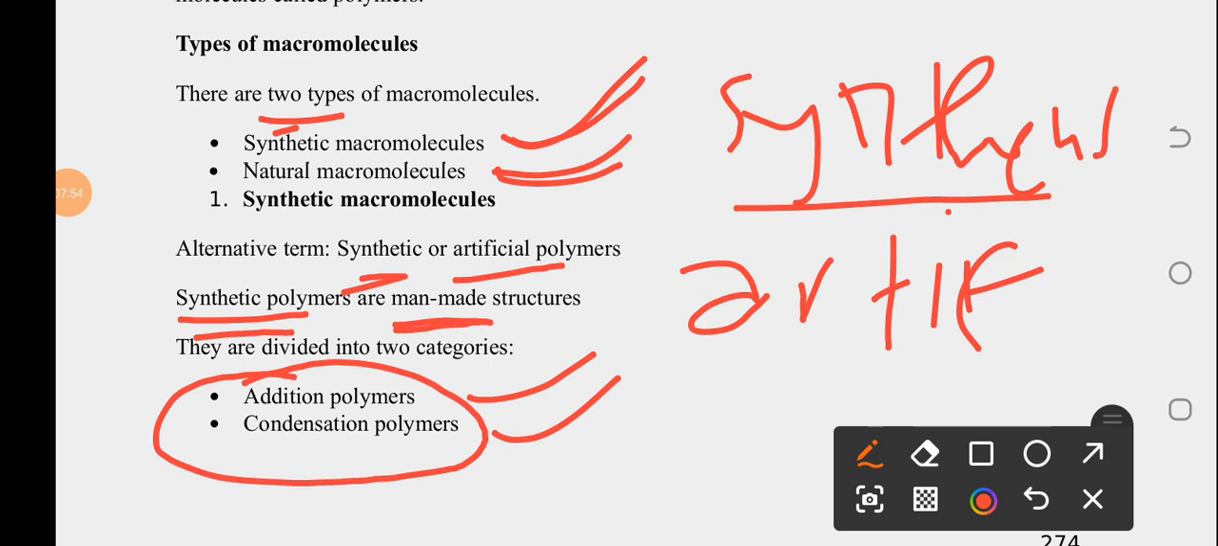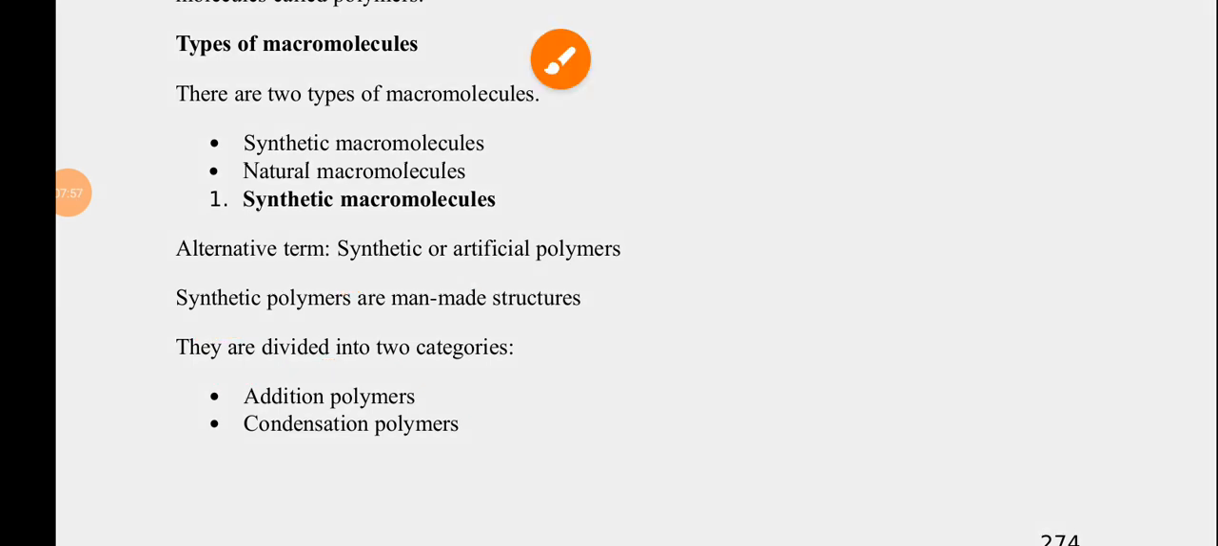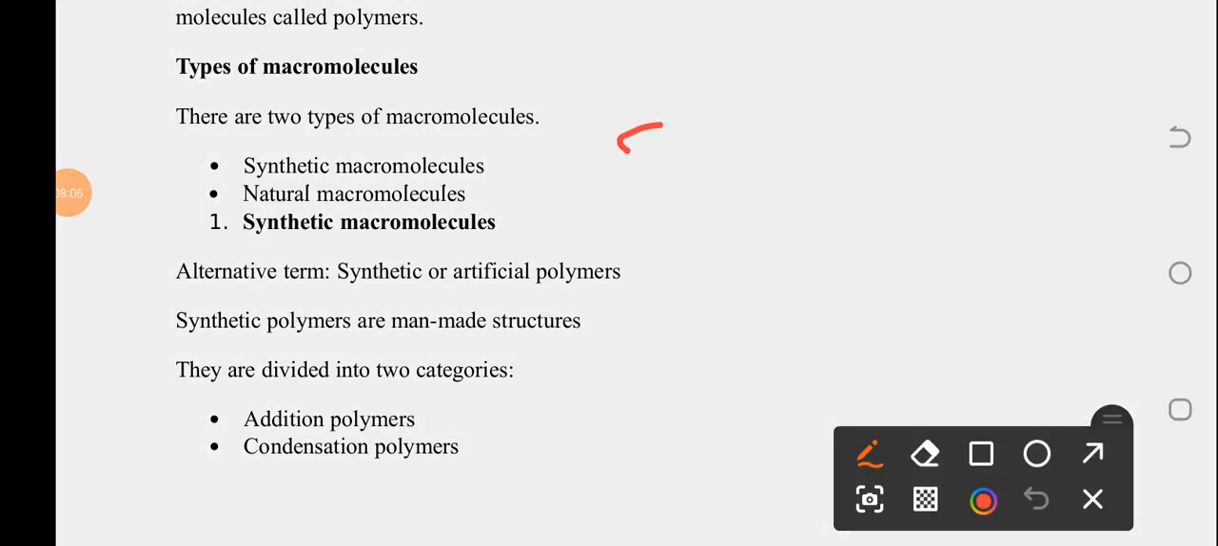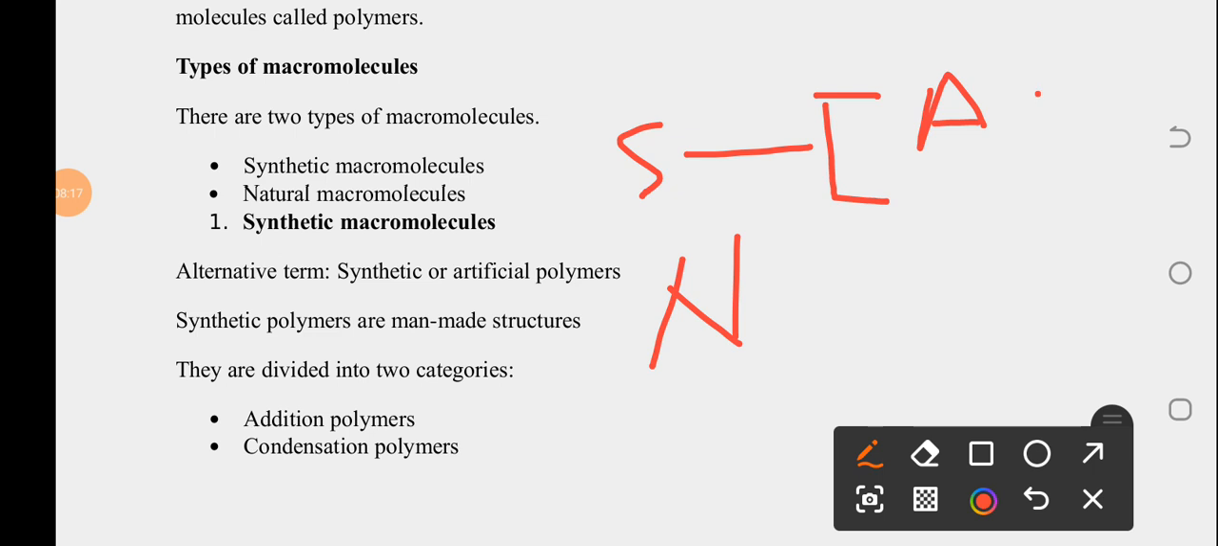So we've got how many types? Two. Okay, let me just do this. We've got how many types? Two. We've got synthetic, then we've got natural polymers. Then this same synthetic polymers, it is divided into how many categories? Two. We've got addition polymers. Again, we've got condensation what? Polymers. So the mother is here, right over here, which is synthetic polymers.